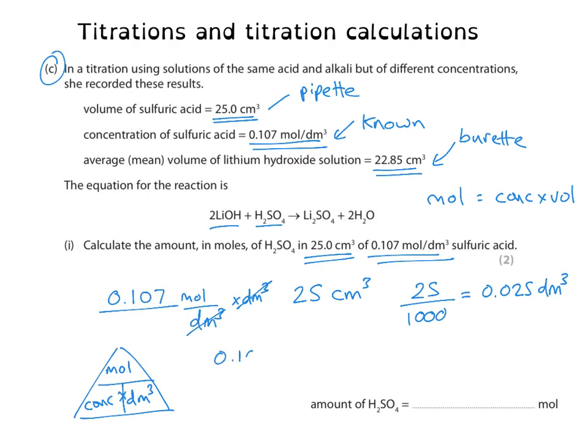So I've got 0.107 moles times by 0.025 decimetre cubed, and that is going to give me 0.02675 moles, which is my answer there. So I changed my volume to decimetre cubed, and then I times it by moles per decimetre cubed to get moles.